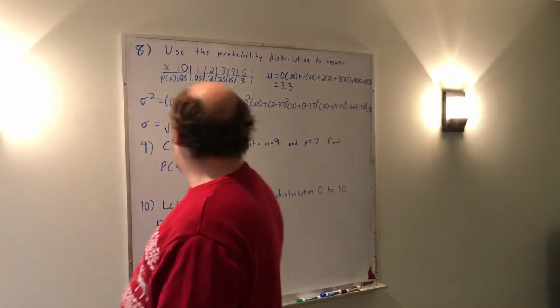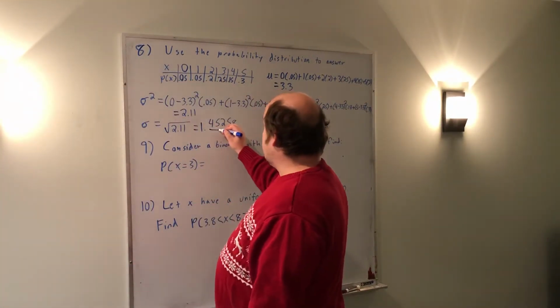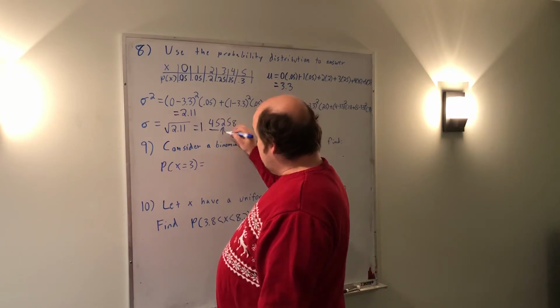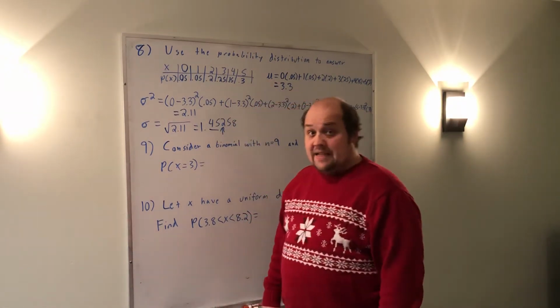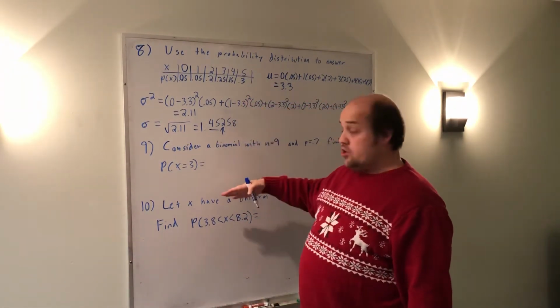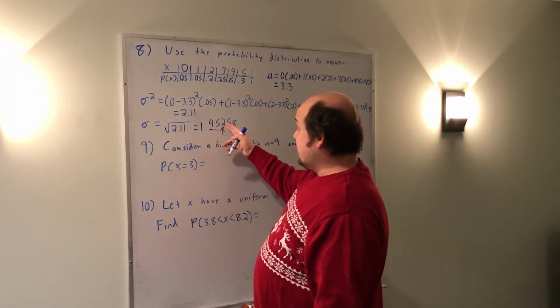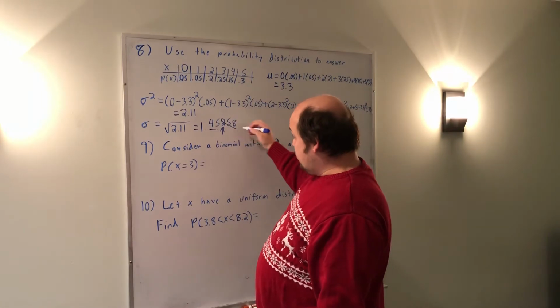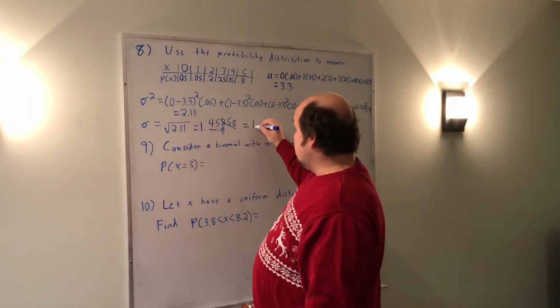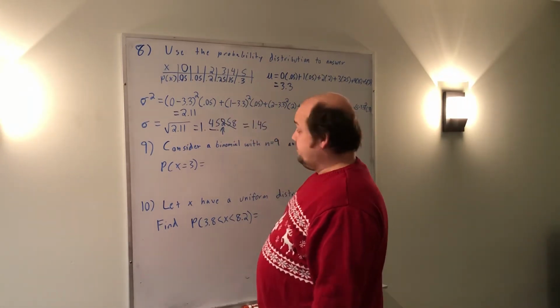So if I'm going to 2 decimal places, I'm going to this 45. 2 is the first number I drop. If that number is 4 or less, you just drop it. If that number is 5 or more, I would turn this 5 into a 6. It's 4 or less, so I drop it. So my final answer is 1.45.